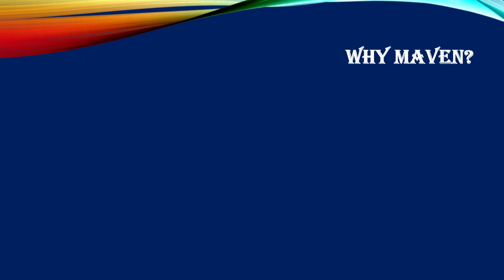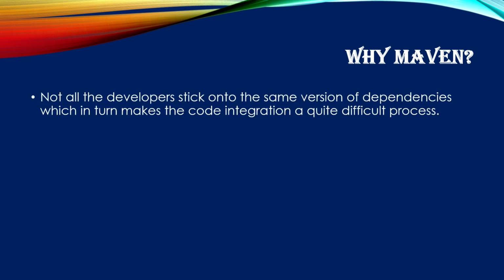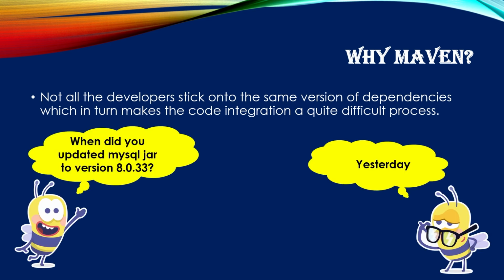Now the next problem is that not all the developers stick to the same version of a dependency. Like you just saw now, earlier I was having different versions of MySQL, and when I ran the code, I downloaded the latest version. So the same thing is going to happen multiple times also. Let's say any of our developers was working on the 8.0.32 version of MySQL, but Winnie is working on 8.0.33, which is the latest version on that particular date.